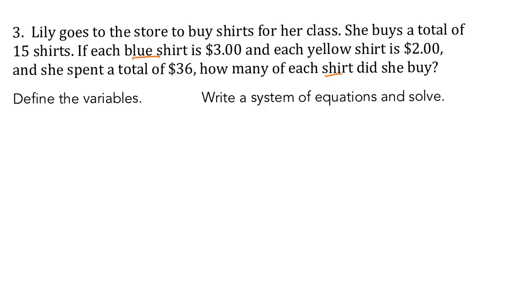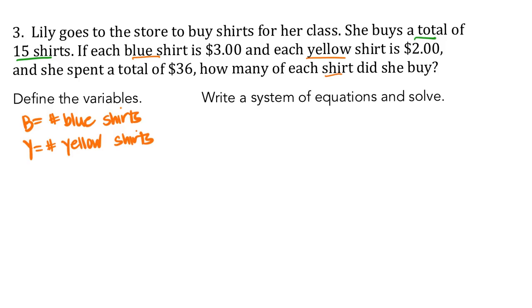She bought blue shirts and yellow shirts. So let me see. I'm going to make B equal the number of blue shirts and Y will be the number of yellow shirts. Okay, now I'm going to reread it so I can look for the equations. Lily goes to the store to buy shirts for her class. She buys a total of 15 shirts. So the total shirts is 15. I'm going to come back to that equation, but that looks like an equation.